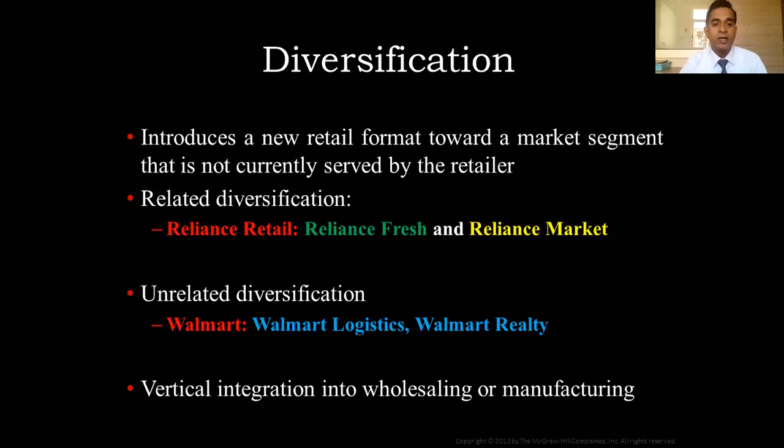We call this related diversification. Reliance Retail in this example has developed a new format, a warehouse club, for a newer market segment, the kirana stores and restaurants. It's a business market. Then in unrelated diversification, Walmart Incorporated, the world's largest company, Fortune number 1 company, which is a retailer, has ventured into logistics business.